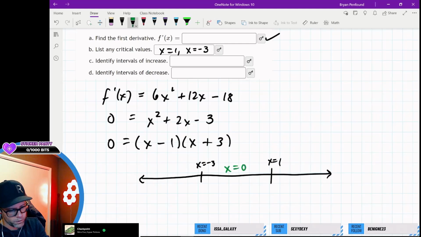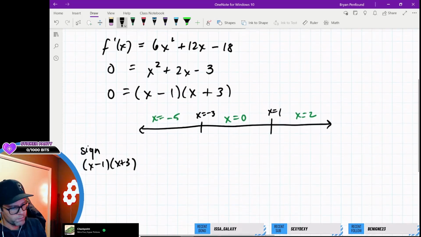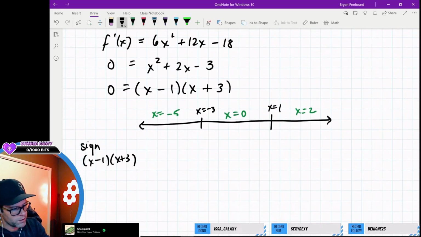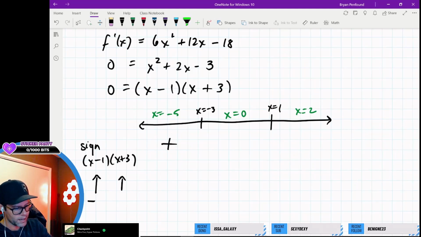So let's test x equals 0, let's test x equals 2, and let's test x equals negative 5. We already have factored form. Factored form is x minus 1, x plus 3. So all we really want to do is sub these test values into these two factors and see what happens. If we take negative 5, that would be negative 6, and that would be negative 2. So this should be overall positive because both of my factors are negative. For 0, we have negative and positive, so overall negative. And for 2, we should have positive, positive. Boom.